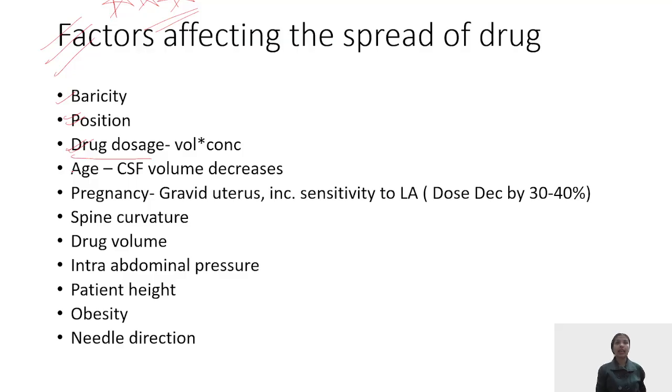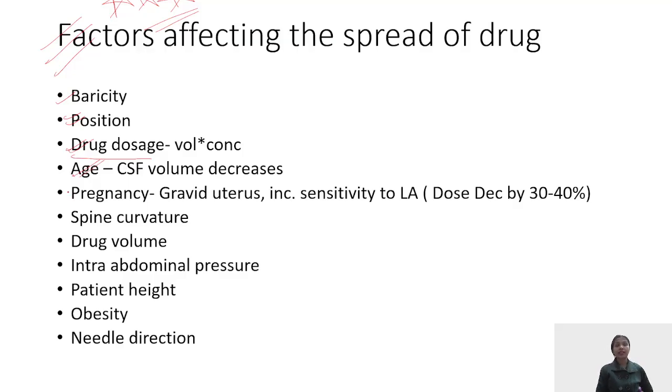The age: in elderly people you have to decrease the dose of the drug that has to be used, because of the contraction of the CSF volume, and thus there is more cephalad spread of the drug. That is why the dose of the drug has to be reduced in elderly people.